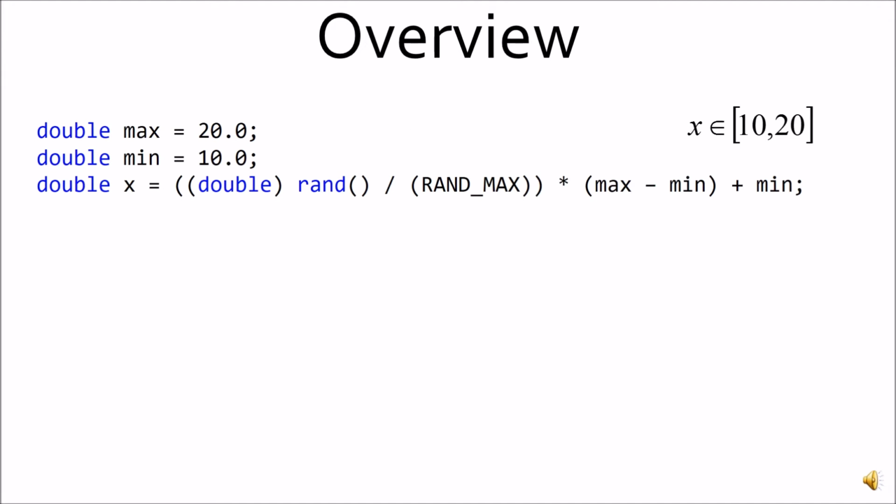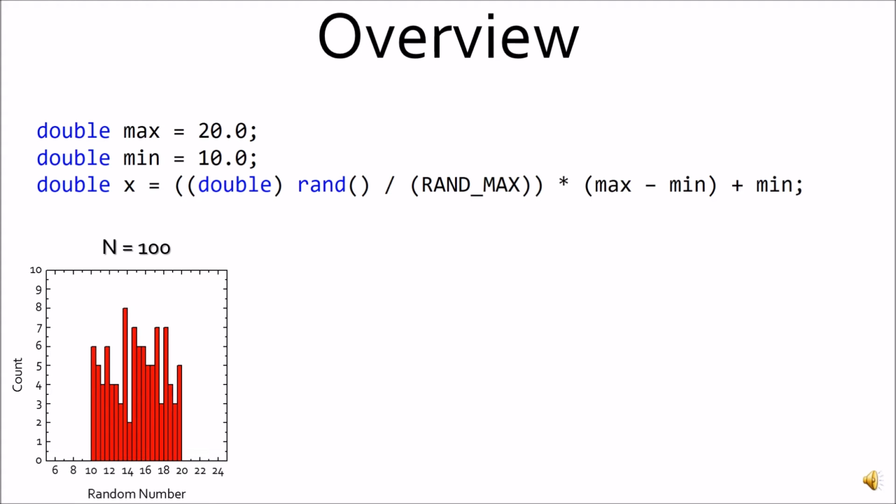And if you want to, for example, get a random number between two values, say 10 and 20, you'll use some code such as the following, where you just take the random number between 0 and 1 and then translate it to being between 10 and 20. And if you were to run this code, for example, 100 times, you'll get a distribution like we have here.